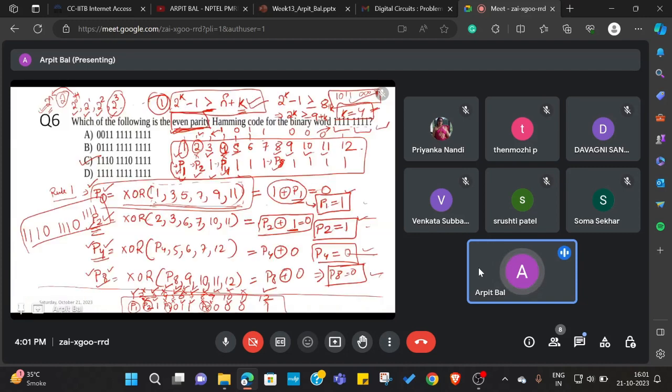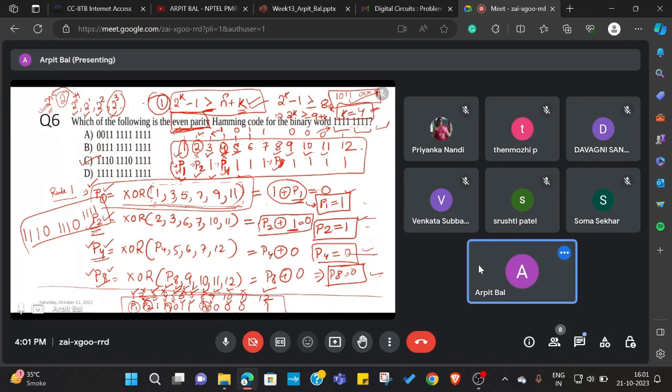Moving to week 9's content. In week 9's content, the important problem that was present is related to Hamming code. In this question we are given a binary code, 1111, meaning a total of 8 ones, and we need to figure out what the even parity Hamming code is.